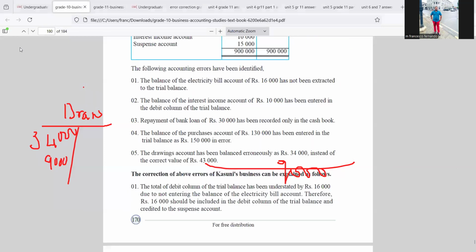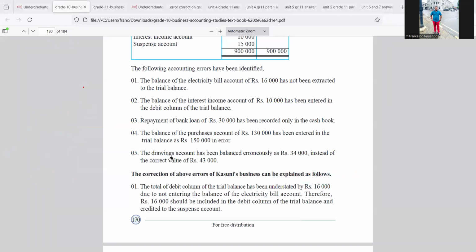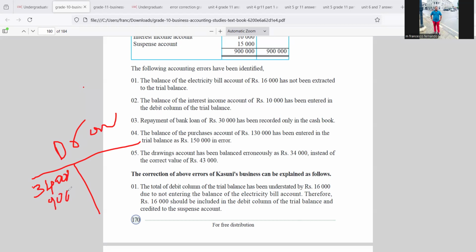How if the question said it this way? The drawing account has been balanced erroneously as 43,000 instead of the correct value 34,000. This is Robin's account. The correct value should be 43,000, but they have recorded 34,000. Then to make this 43,000, I have to debit 9,000. So this is the situation which is mentioned here.